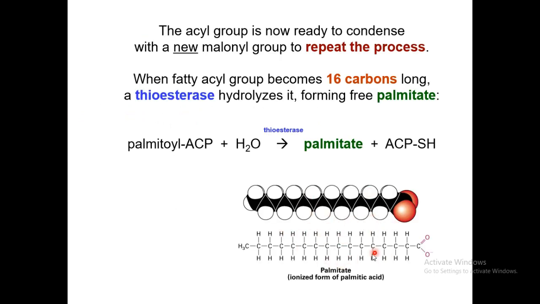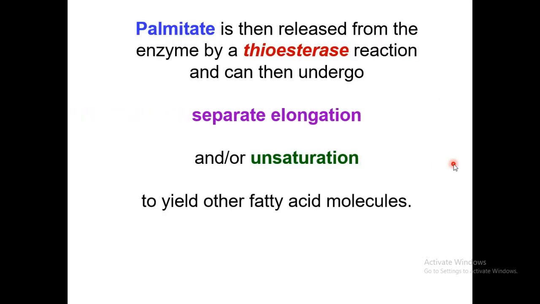So this is now your C16. So maproduce lugar og another 2, then na glycerol para makaproduce ta og 1 fat molecule. Okay? And that process is called lipogenesis. Palmitate is then released from the enzyme, okay?